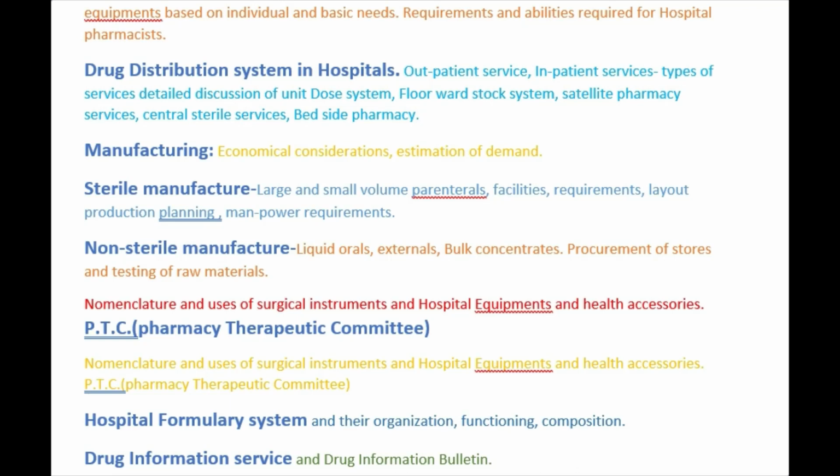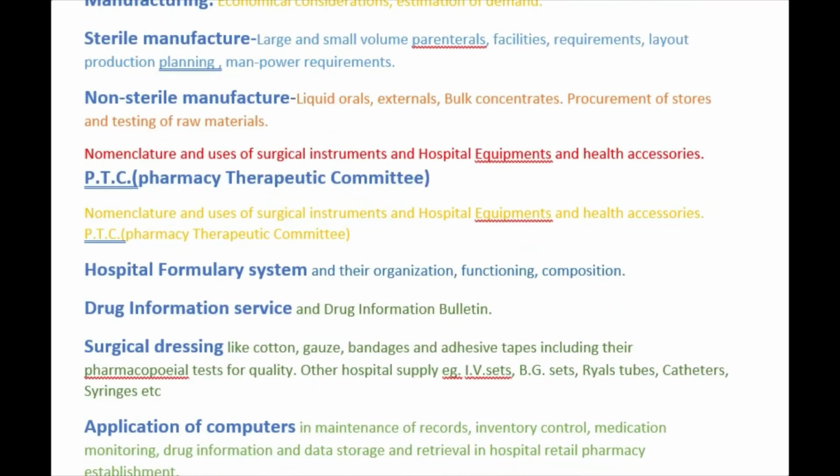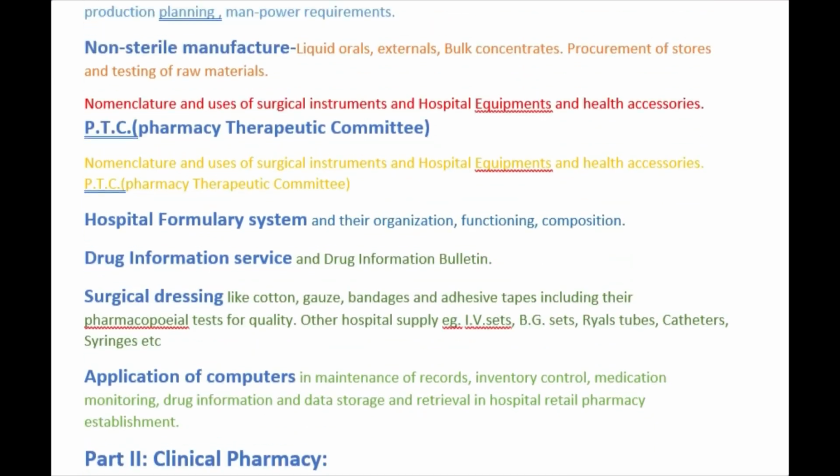Next chapter is manufacturing. It contains the study of economical considerations and estimation of demand. Next chapter is study of sterile manufacture, large and small volume parenterals, facilities requirements, layout, production planning, and manpower requirements. Next chapter is non-sterile manufacture. It contains the study of liquid orals, externals, bulk concentrates, procurement of stores, and testing of raw materials.